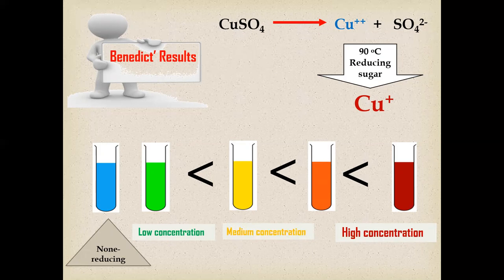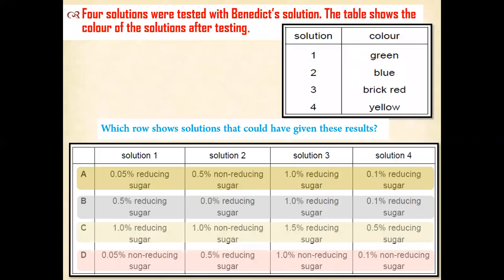So on the basis of the Benedict solution test, we can get an idea of the presence of reducing and non-reducing sugar, and the concentration of the sugar in the solutions. On the basis of this concept, we can solve the AS biology MCQs. This type of question is possible in our exams.